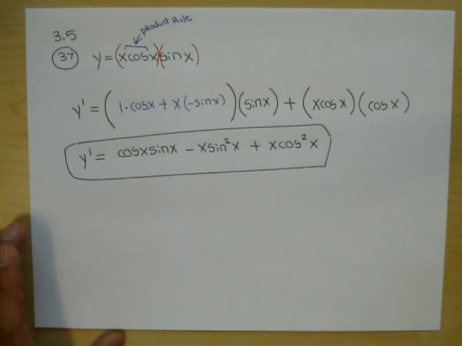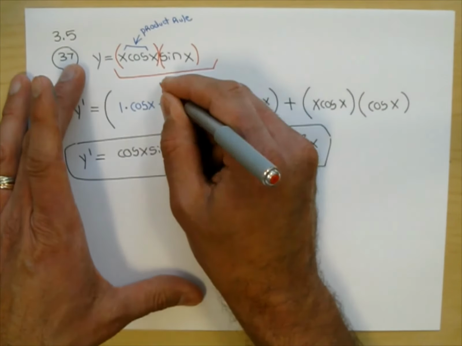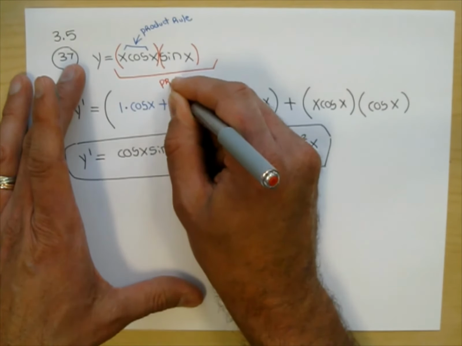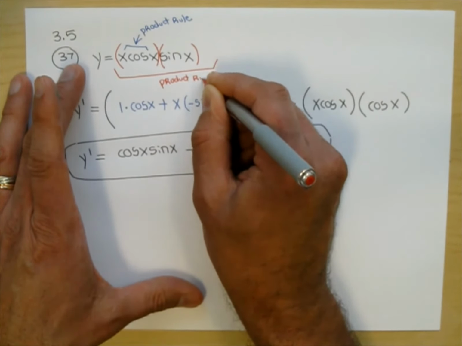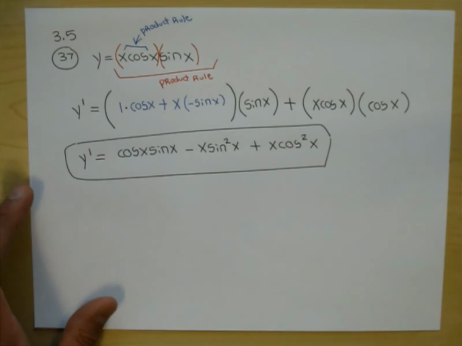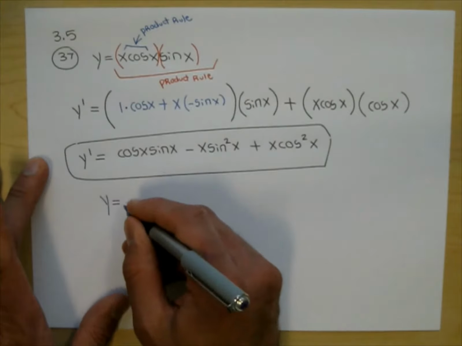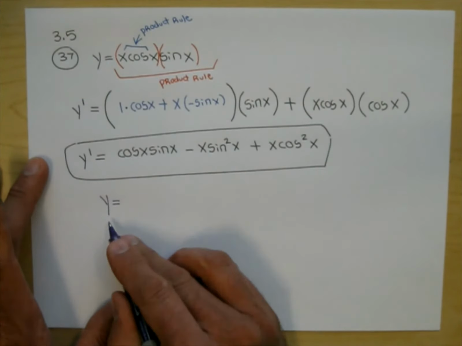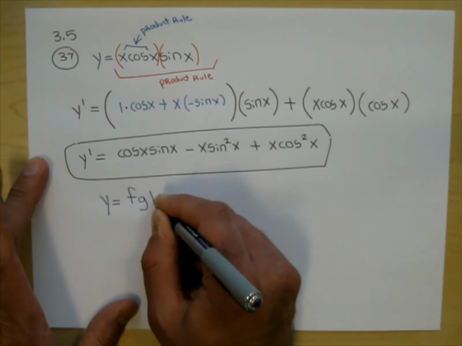Now, let me go ahead and show you something that we didn't cover in the lecture just because sometimes I wait for it to come up in the homework. So this was a product rule within a product rule. We could have looked at this problem like this. Y equals F, G, H.